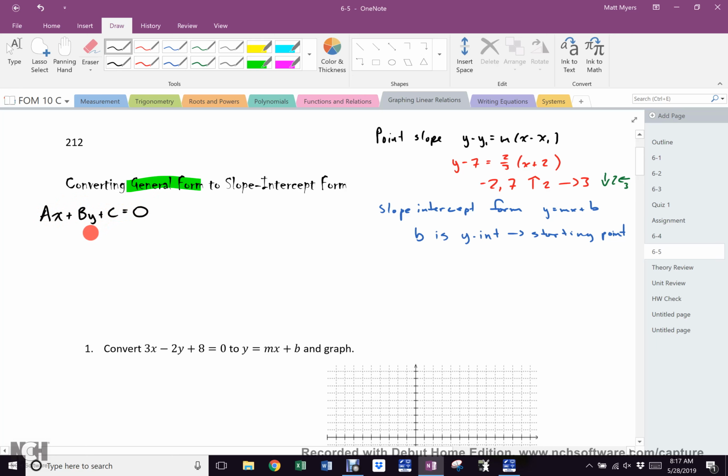Get it? General form. Get it? Sometimes general form is a major problem. Major problem. General form.